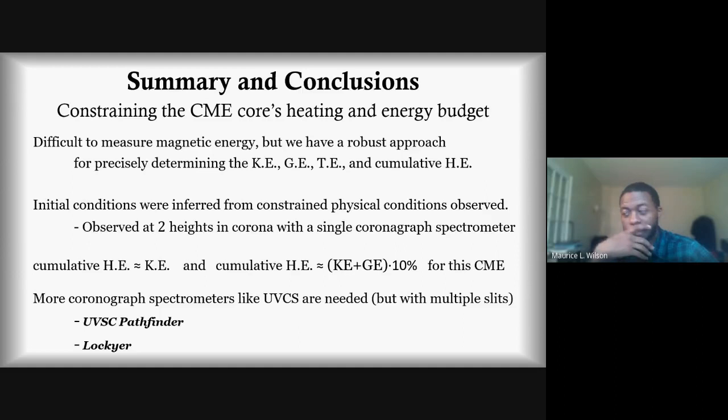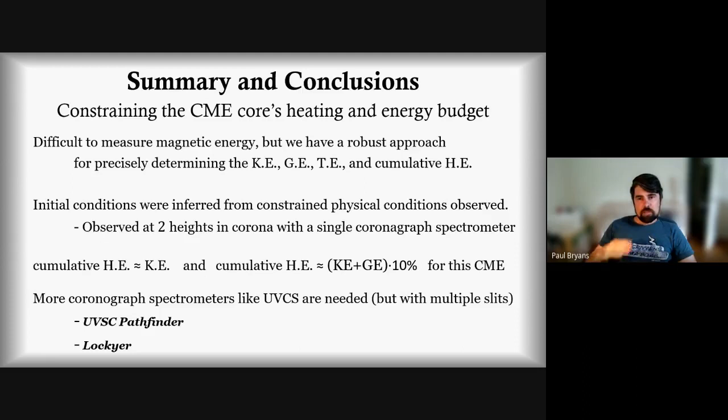Are the UVCS slit positions frequent enough in space that you can try and compare the velocity from your ratio method with just tracking a feature as it moves out? Because that might be one way to see how true it is, like the plane of the sky.